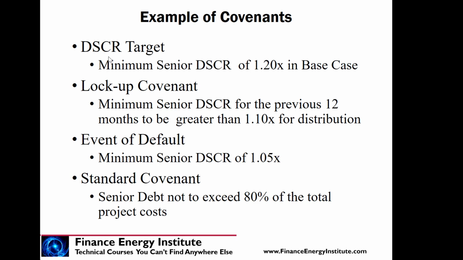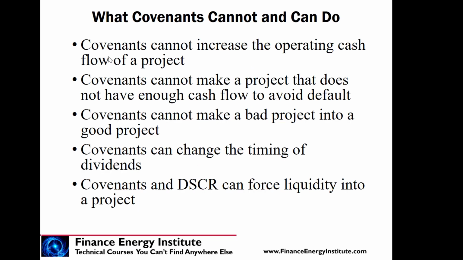Here's an example. I don't know where I picked this up from. They had a target DSCR of 1.2. That has nothing to do with a covenant. Then they had a lockup. And they used the previous 12 months, thankfully, not the forward 12 months. It had to be greater than 1.1. An event of default, if the DSCR is below 1.05, so you're still actually paying the debt service, there's officially a default. It means almost nothing. You can go and negotiate something or other, I suppose. Default, I don't know. You can ask for your money back, but what are you going to do? The plant isn't working the way it was supposed to, and then there's some standard covenants.